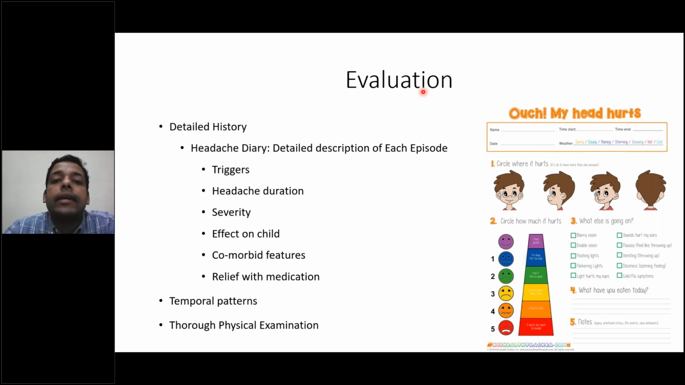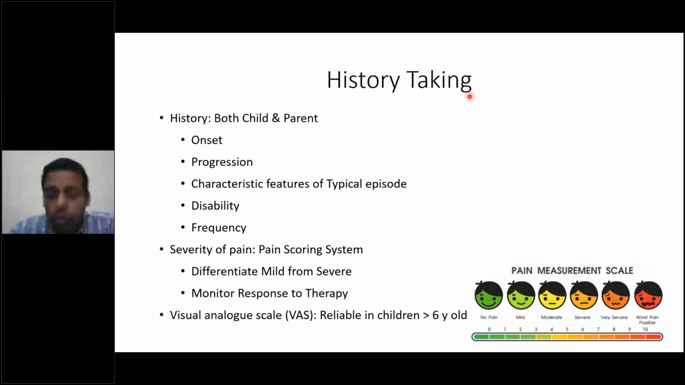Then we need to assess the temporal pattern of the headache, and then we also need to do a thorough physical examination of the child. It is also very important to note that all these things that we ask the patient to maintain in a headache diary are important in making the diagnosis. So these would be important headings that you would like to include in your history.